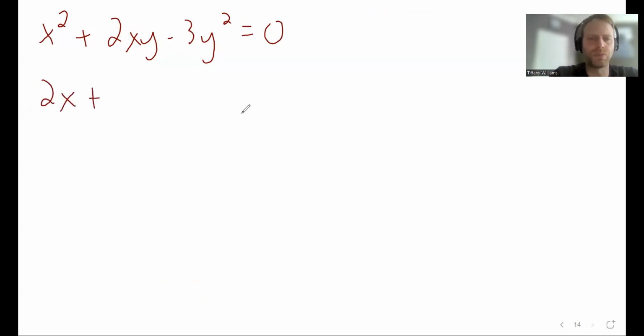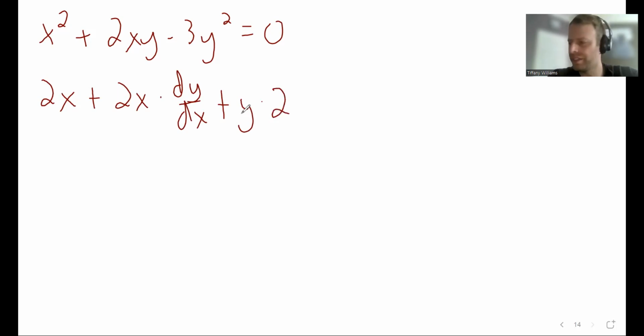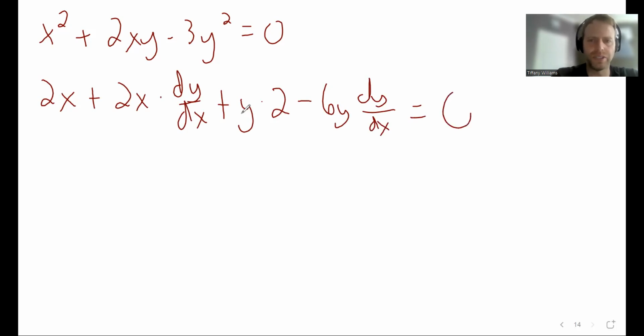2xy, we need a product rule. So I'm going to do first 2x times the derivative of y, which is 1 times, and I got to multiply that by dy dx, very important. Plus, and then I'm going to have y times the derivative of 2x, which is 2. And then I've got the derivative of minus 3y squared. That's going to be minus 6y times dy dx. And then, of course, on the right side, the derivative of 0 is 0. Okay.